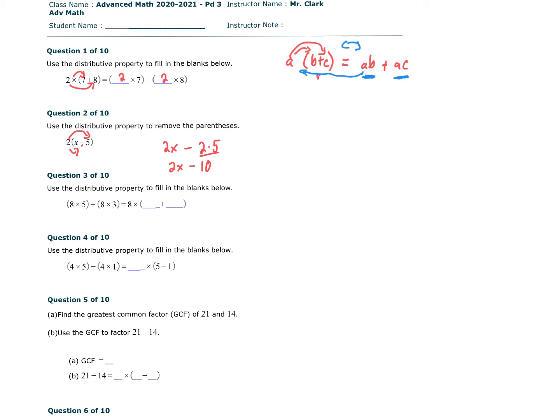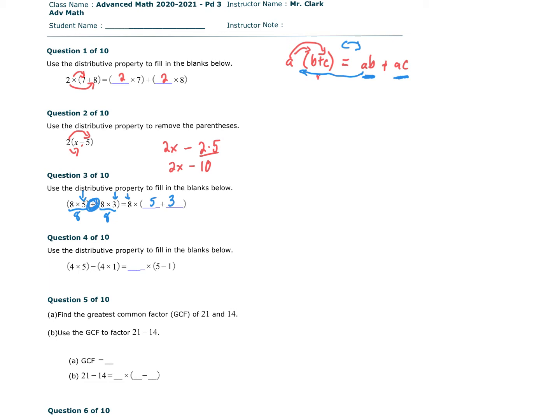Okay, so let's look at this with number 3. 8 times 5 plus 8 times 3. So we can factor 8 out of both of these. We can divide both of these by 8, and then we put the 8 on the outside. And then we're left with 5 plus 3. See how we did that? We keep our sign the same. Keep addition, addition, subtraction, subtraction.